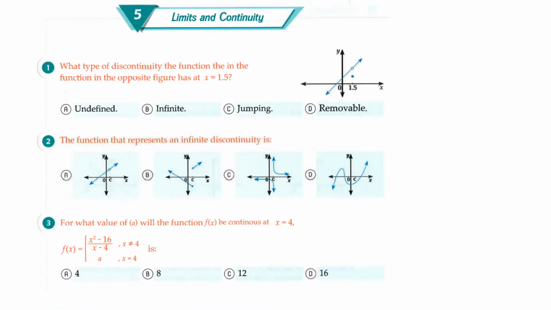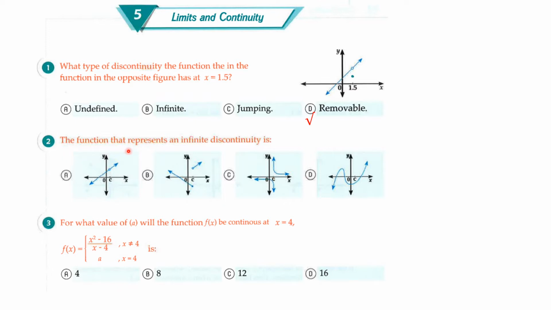So the topic is about limits and continuity. The first question, what type of discontinuity does this function represent at x equals 1.5? First of all, there's no type of discontinuity called undefined. So this is out. Secondly, as you can see, it's a hole discontinuity. There's a hole over here at x equals 1.5. This function is undefined there. So whenever you see such a figure, this is called removable discontinuity or hole discontinuity.